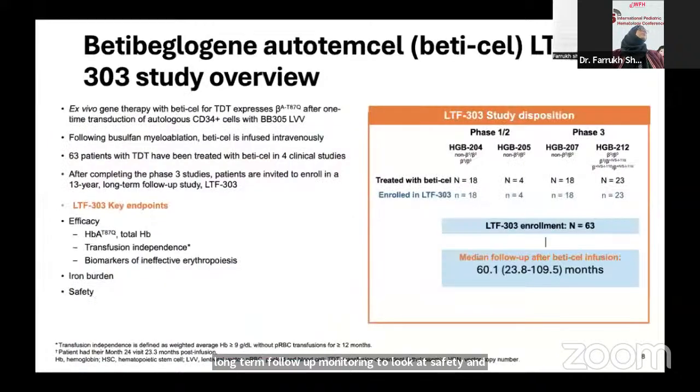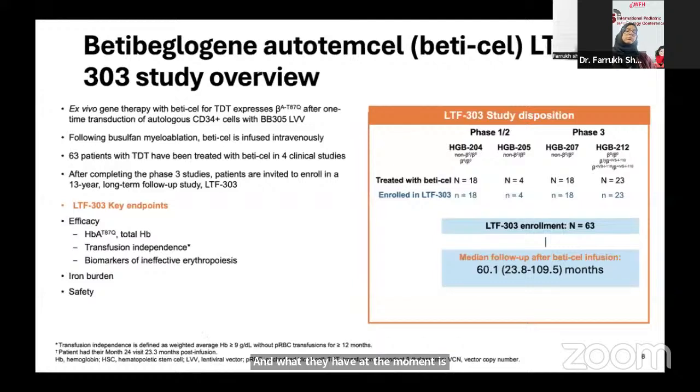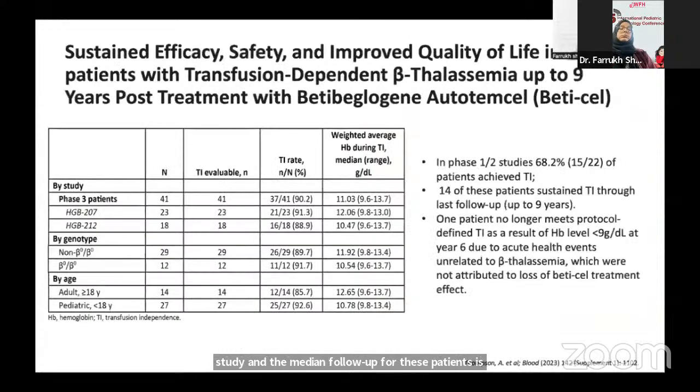So the beta-B globin gene autologous cell, or Betty cell, data is really data that's been presented at ASH in December of 2023 and December of 2022. And I'm going to talk about the long-term follow-up study, which is the 303 study. What they have at the moment is 63 patients in the study, and the median follow-up for these patients is about 60 months.